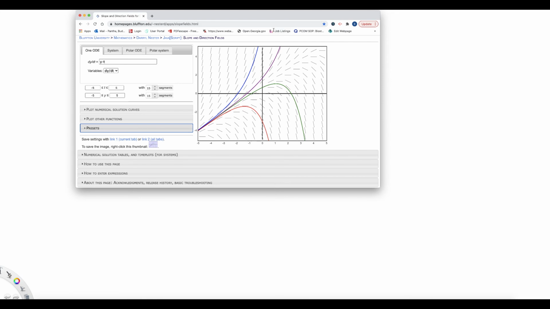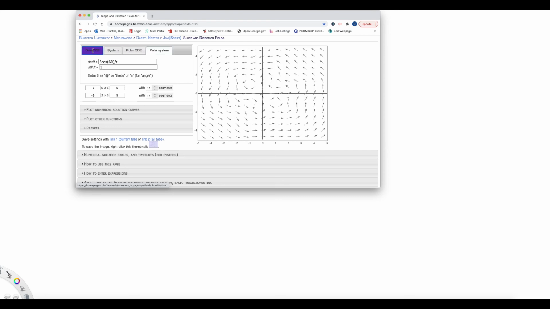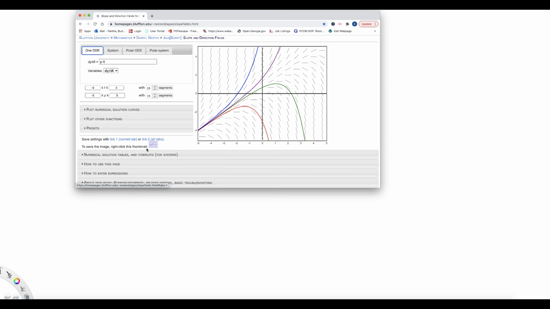One that I like is from this website, homepages.bluffton.edu. If you search for a direction field plotter, something like that, you can find so many others. You can use any one of those, but I like this because it covers, for one, if there is only one equation, how to do that. If there is a system of equations, how to do that. If there are polar coordinates, a polar system, like that. So in that case also it is useful.